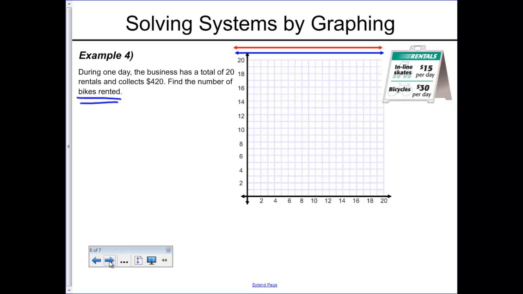So we're going to write an equation. First of all, we need to identify x and y. Inline skates, we'll call that x, and bikes, we'll call that y. So let x and y stand for the number of skates and the number of bicycles rented in that particular day. Well, if that is true, then we had 20 rentals in one day. We can simply say that x plus y has to equal 20.